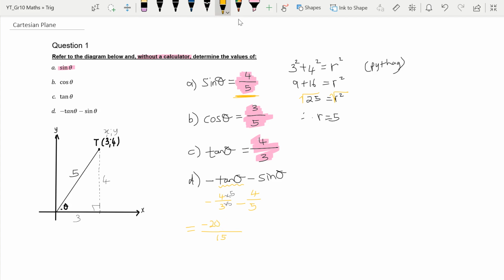All right. And then this one I'm going to times by 3, and that one I'm going to times by 3. So that would give me that. And then we simplify that one step further. That would give us negative 32 over 15. And that's it. That's the value of negative tan theta, take away sine theta. Next question.